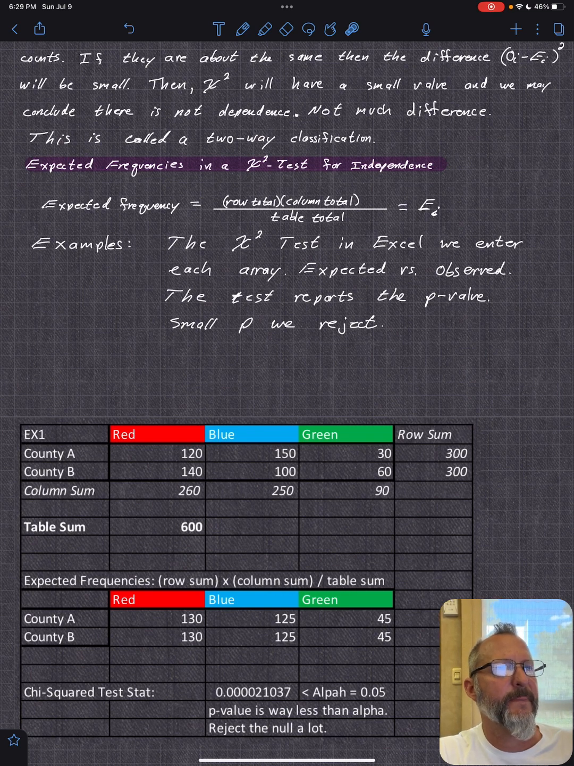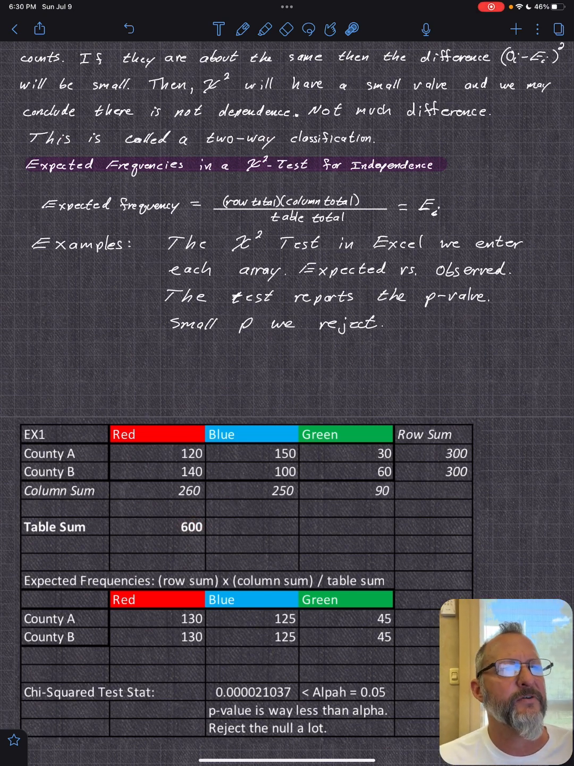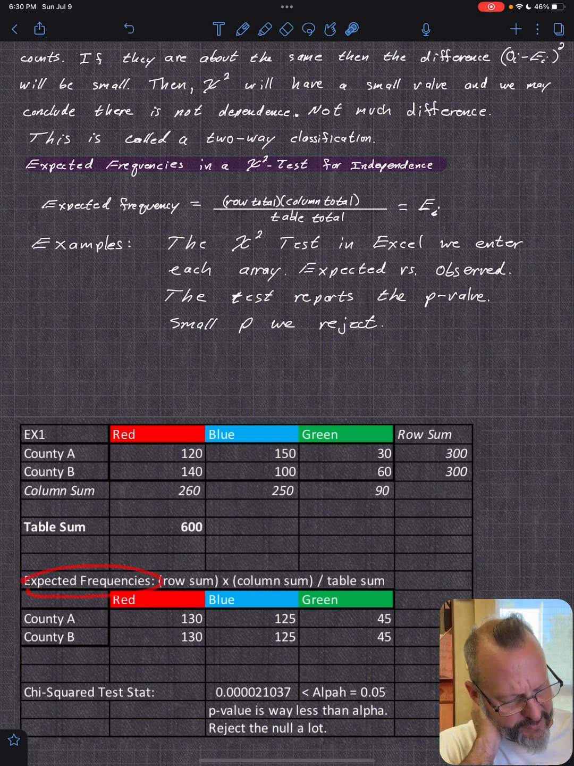Double check that. So 300 times the 260 over 600. So you do this product divided by the 600. For this entry, same thing. You do the row sum times the column sum divided by 600. Okay, so check that out. I've uploaded this in Excel and you can look at it. So this is your expected frequencies here.